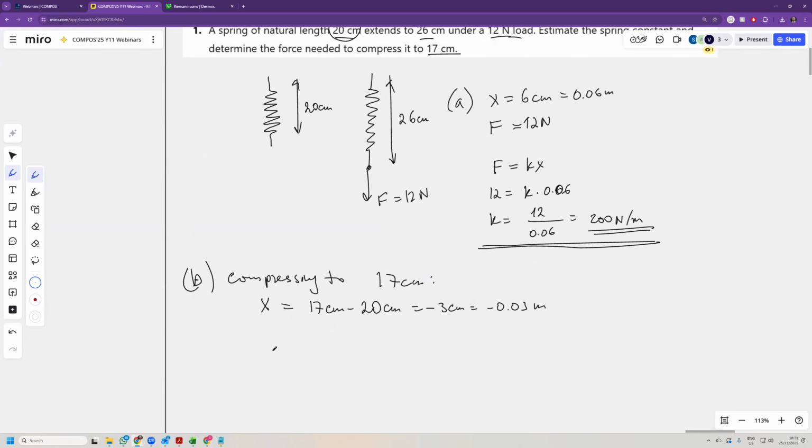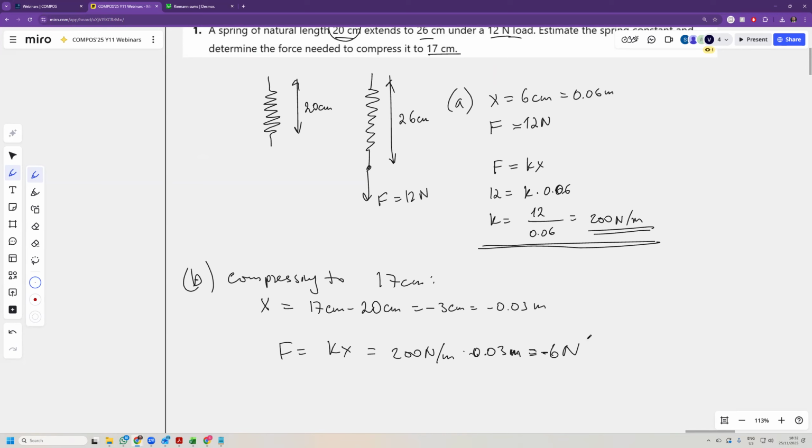And of course, the force is K times X, which is going to be 200 Newton per meter times negative 0.03 meters, which is going to be 6 newtons. That is minus 6 newtons because it's the opposite way. Now, the minus sign is very arbitrary.